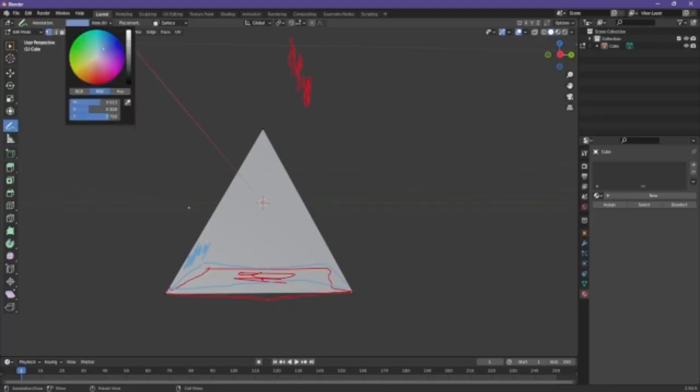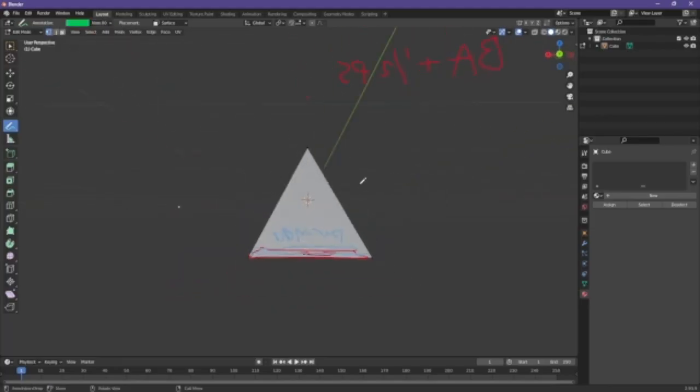Hopefully now you know the surface area of a whole bunch of shapes.